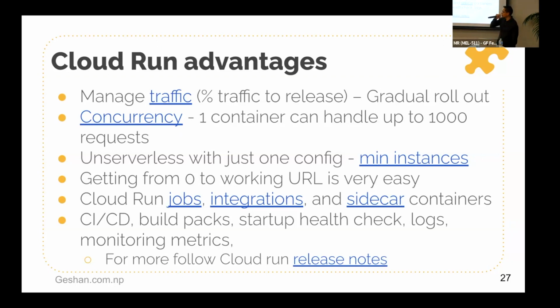And then you could just go on serverless. By that, I mean you have minimum instances as a configuration again. So let's say if you set 2 as the minimum instances, 2 containers will always be available. They will not go down, even if there's no traffic. But then it's no longer serverless, and you are paying for those resources. So think of what you want to do. Getting from 0 to a working URL is very easy. Yeah, I'll have a demo about this.